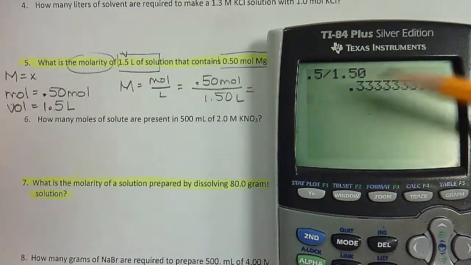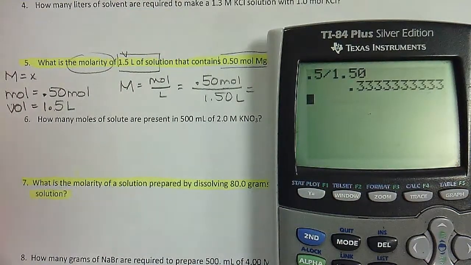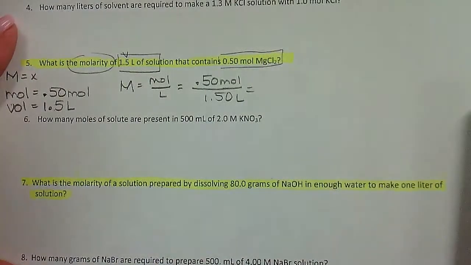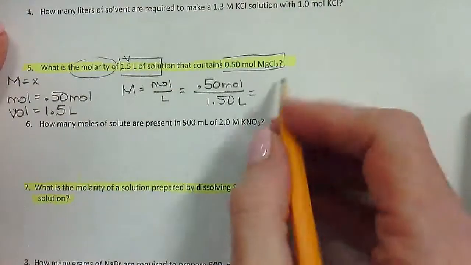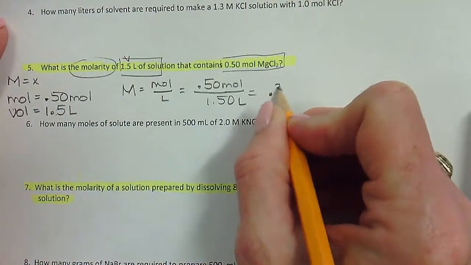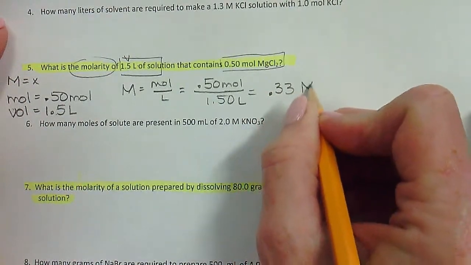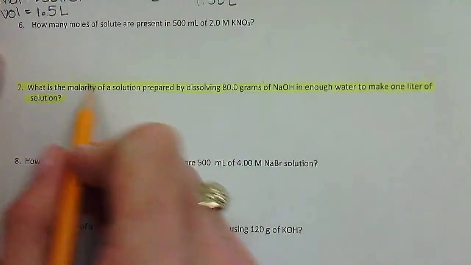So when I divide 0.5 by 1.50, I get 0.33. Looks like 2 sig figs is my limit here. So 0.33 molar. Okay. Next question, what's the molarity? So I'm looking for molarity again.